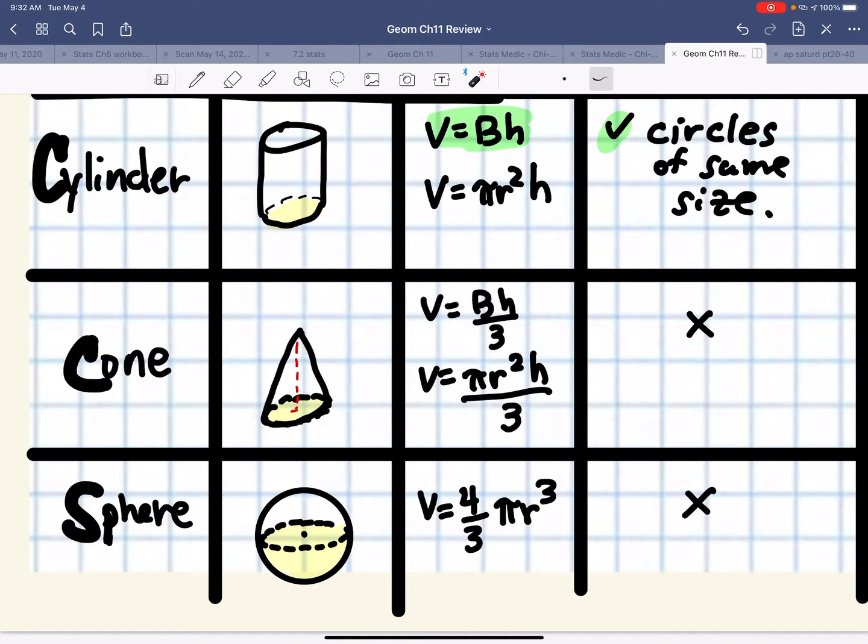Last, we have our sphere, and this formula is provided on the formula sheet, but there's no picture and no label. So you have to know that this goes with this object or this vocab word. Notice it is not made by stacking the same shape. In fact, it's made by stacking circles that are getting larger and larger until they get to the great circle. And then the circles get smaller and smaller again until you get to the South Pole.